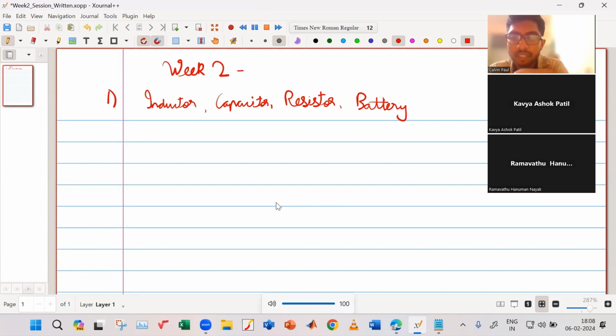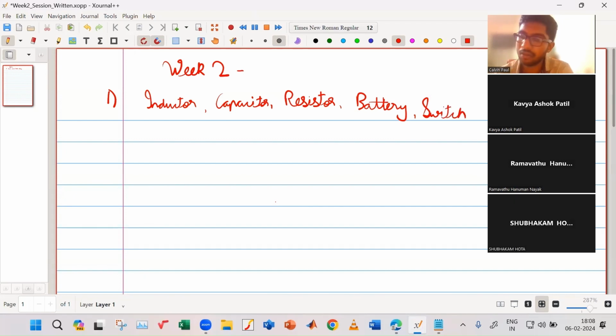Ramav, I couldn't hear. Tell. So there is one more element known as switch. Okay. So all these elements are there. Battery is like a DC voltage. Inductor, capacitor, resistor are passive elements, and a switch is present. Switch is for turning on and turning off. In the questions and exercises which you have, these are the elements which we are using. These are basic elements from which we will start; advanced things will come later. All right.